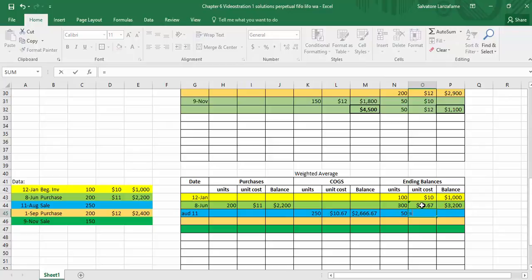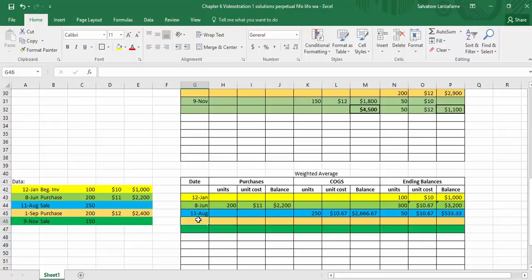And let me bring down this 10.67. So 50 units multiplied by that 10.67, and we've got $533.33 worth of inventory left. Okay. Fix my date. There we go. I keep putting it odd. There we go.